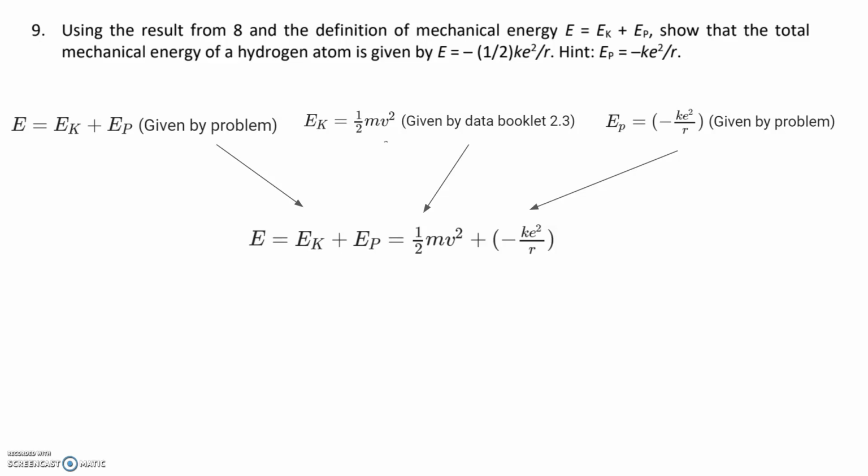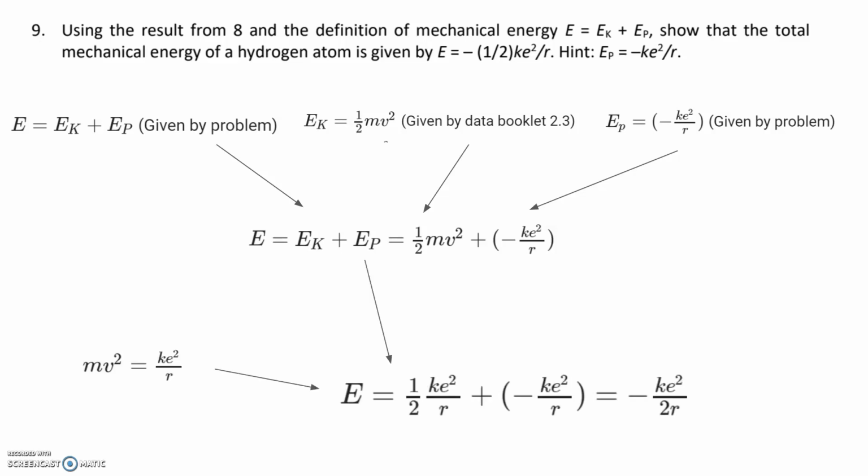From here, you can substitute in the result from number 8 for the mv squared part and end up with the following equation. When we simplify this, you should get the equation given by the question here. That's it for this question. Let's move on to the next.